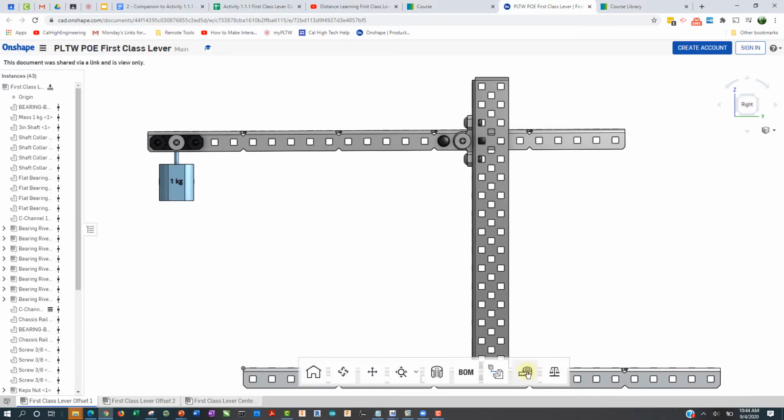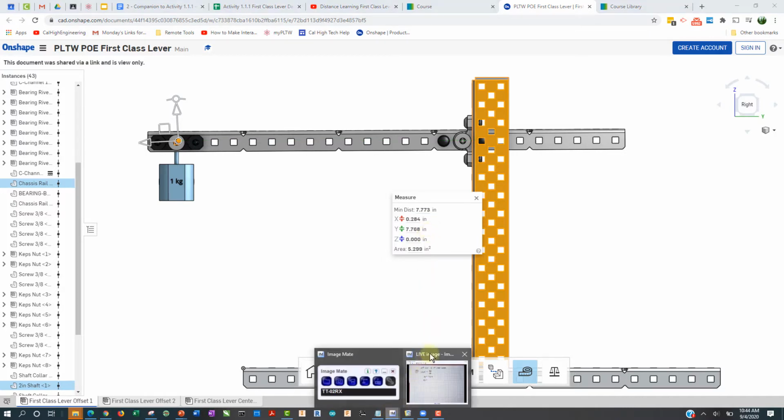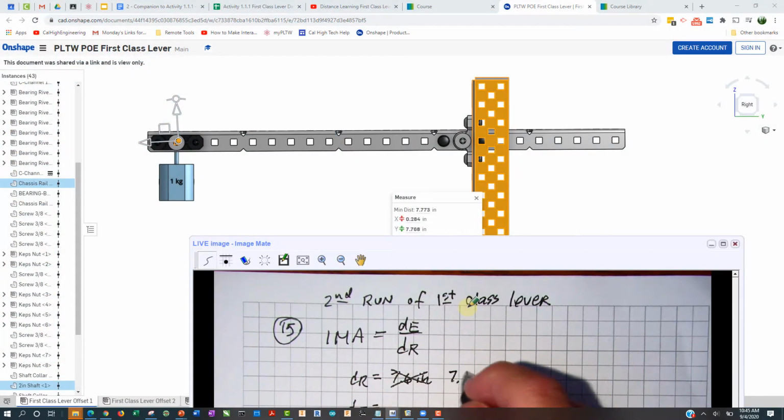So let's click the distance here. How about from, let's see, I can't really tell where it's. I'm going to do it from the center of this post. There to there. 7 point, see how x is so small? Let's do 7.8 inches. So we're going to come over here and change that to 7.8 inches.